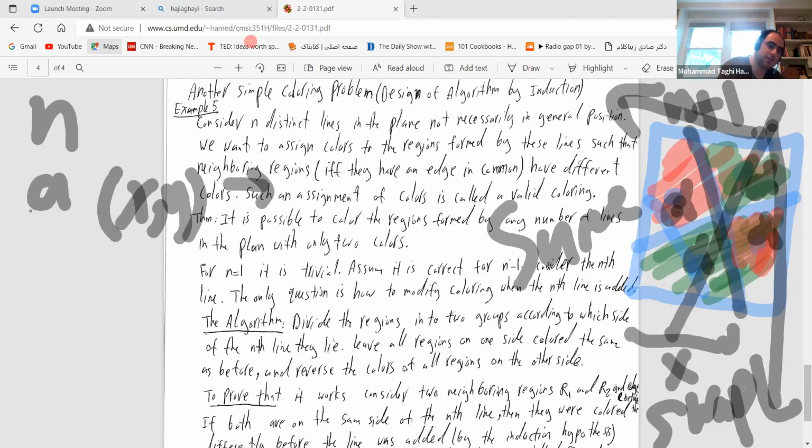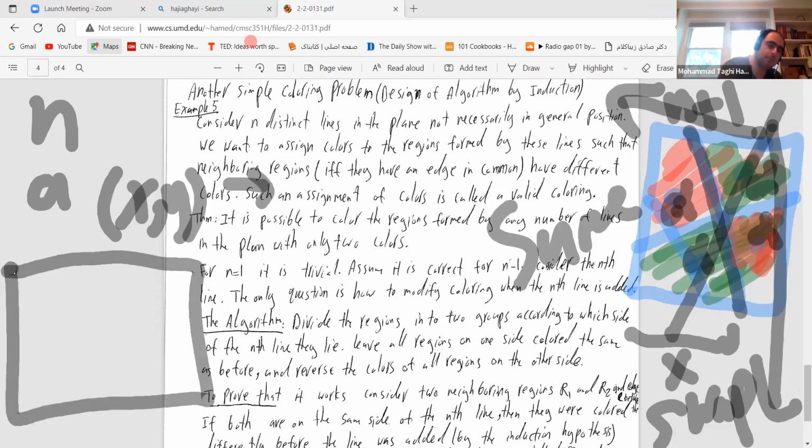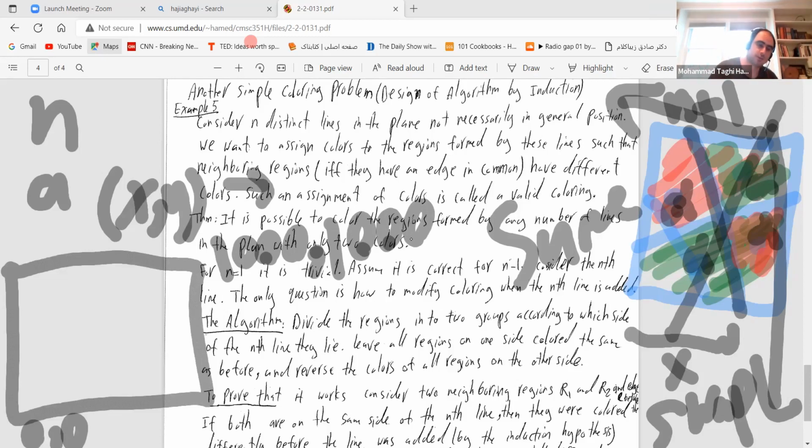Also, we can assume that we have a boundary. We can start from 0,0 and say the boundary is, say, 1,000 by 1,000. Now, what would be the output of this program? One way would be to consider the whole thing as a very fine grid and mention it.